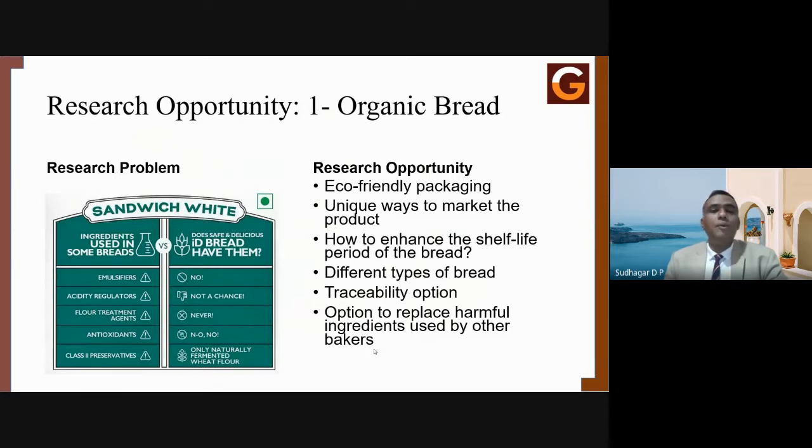The research problem here is, I'm sure all of you would have come across a brand called ID. ID initially started in Bangalore. I'm very proud to say that. They started with idli batter, then they moved on to dosa batter, then vada batter, then refined parathas, and then whole wheat parathas, then they moved on to coffee decoction. So there were a lot of products which ID was introducing into the market.